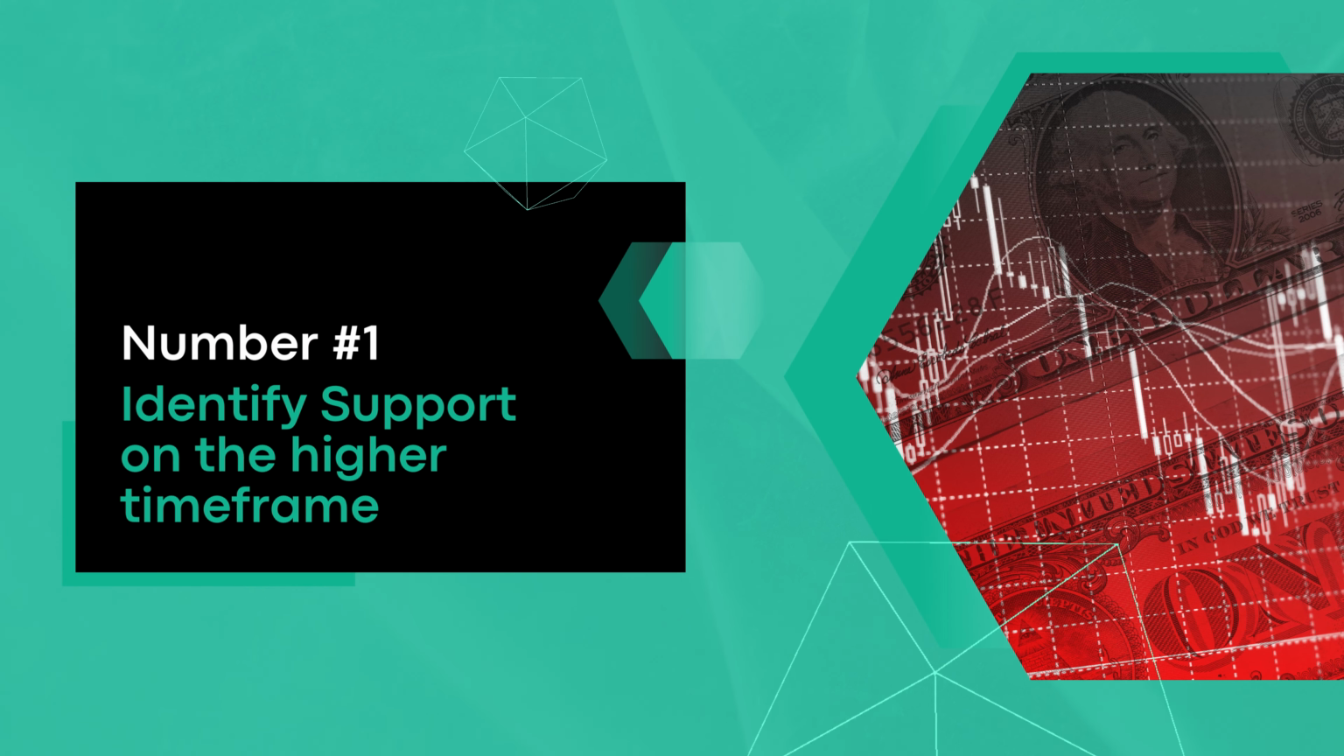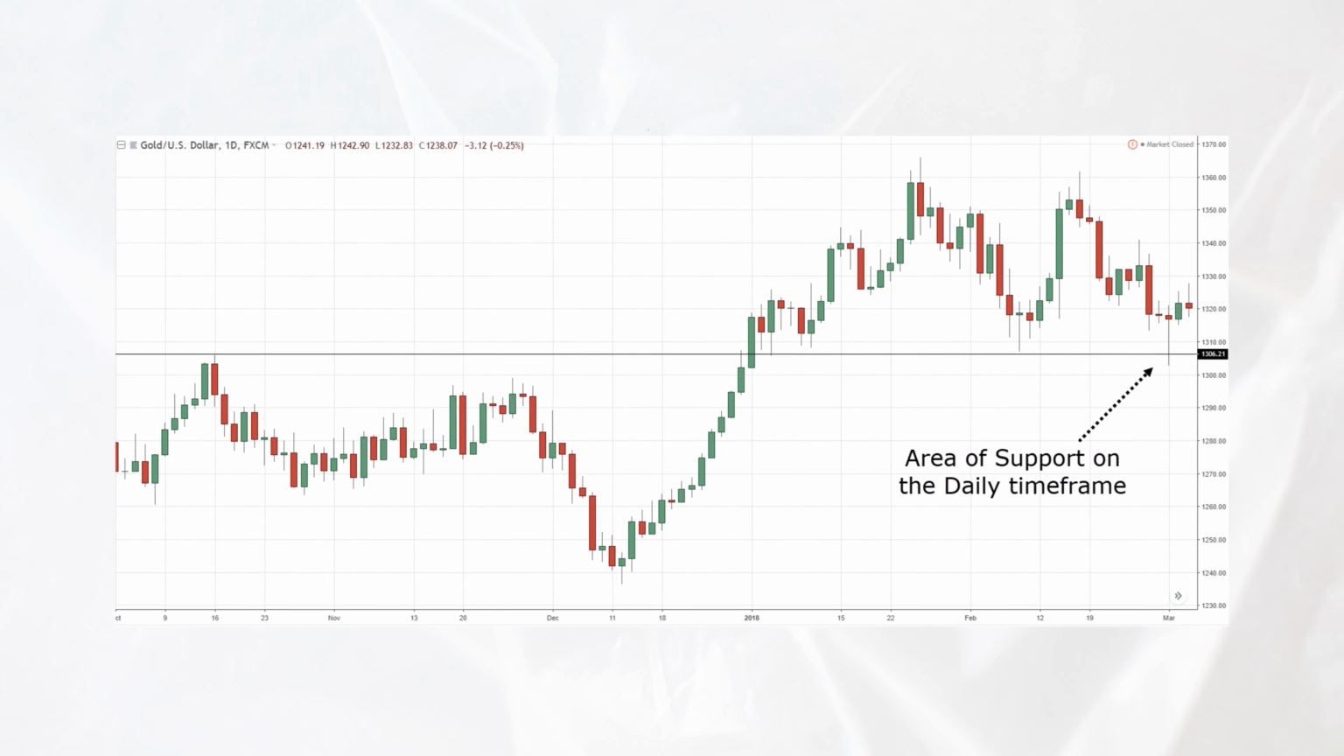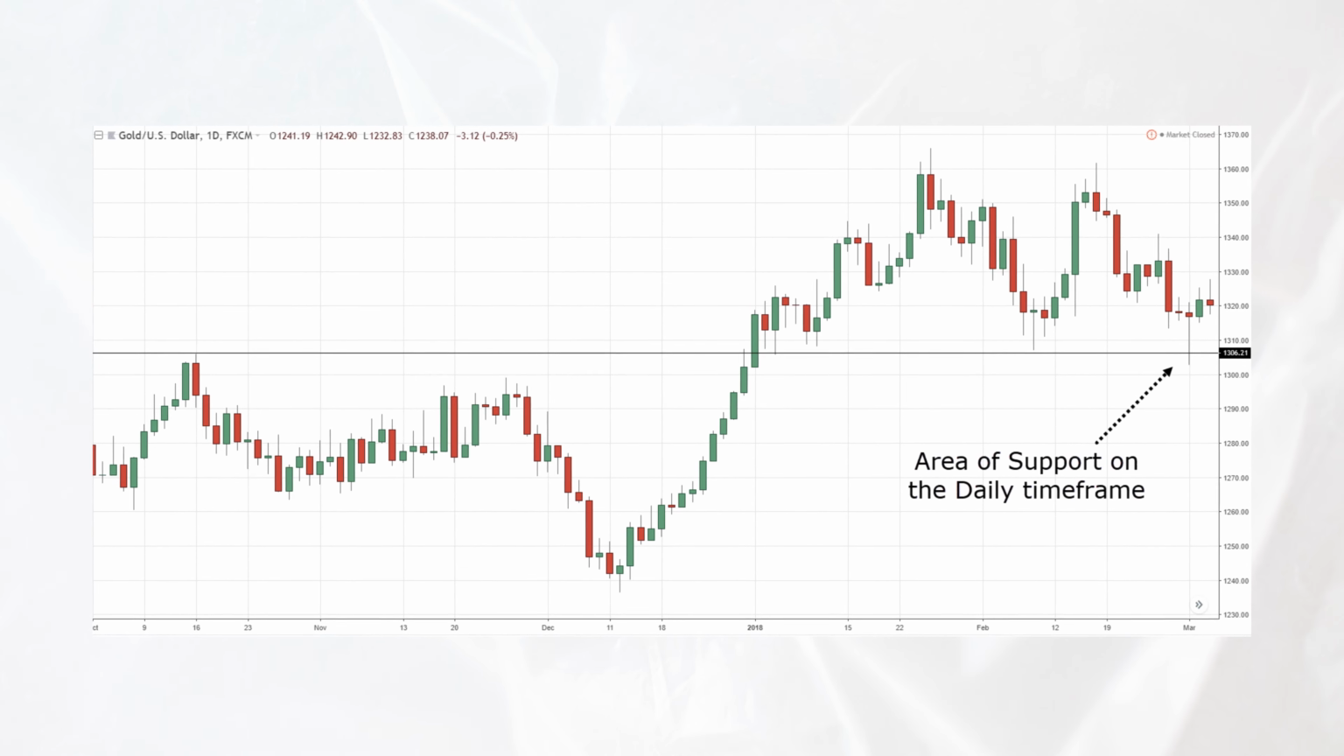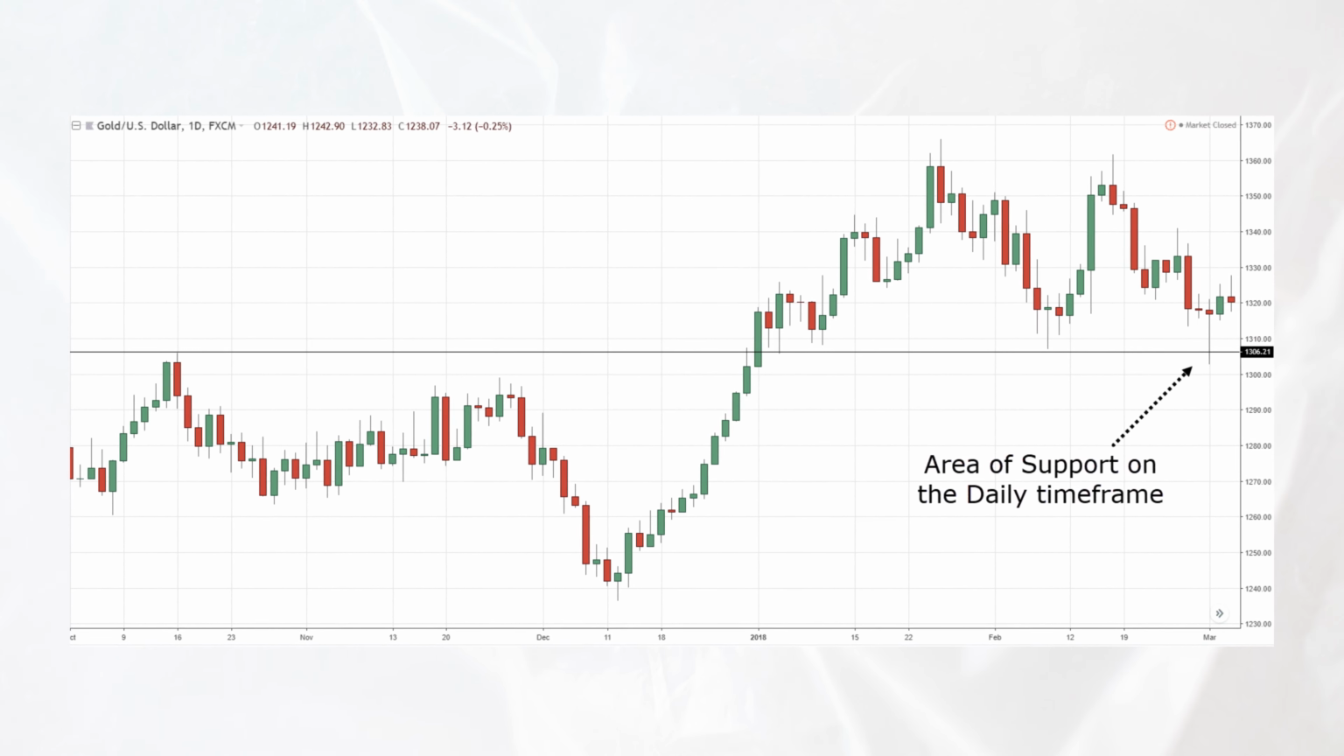Number 1. Identify support on the higher time frame. Look for the market to approach support on the daily time frame. The more significant the level, the better.